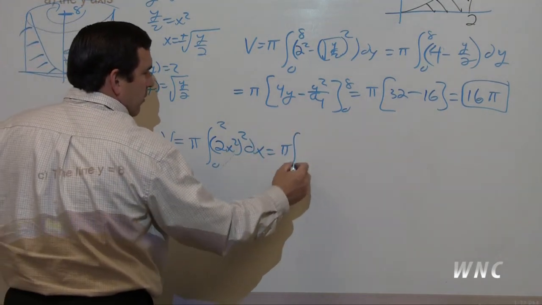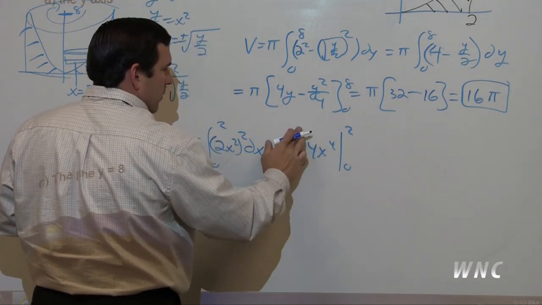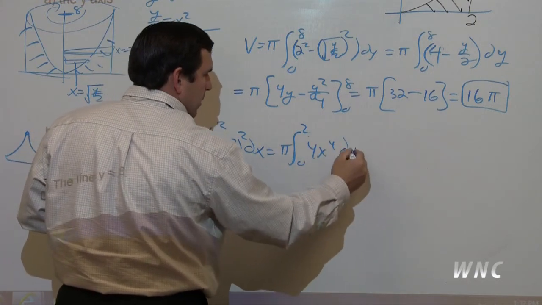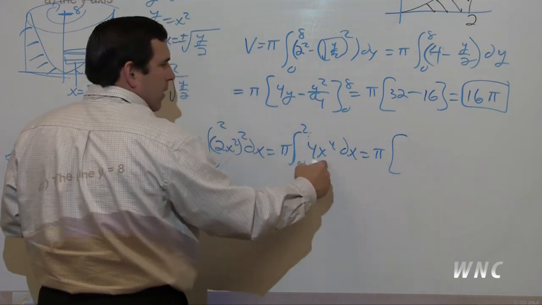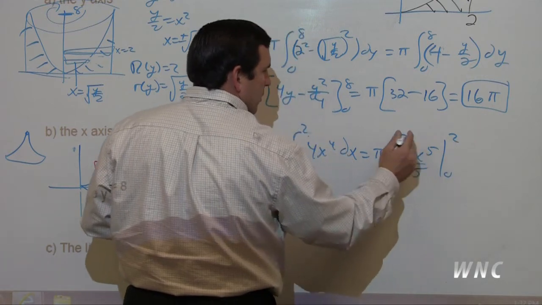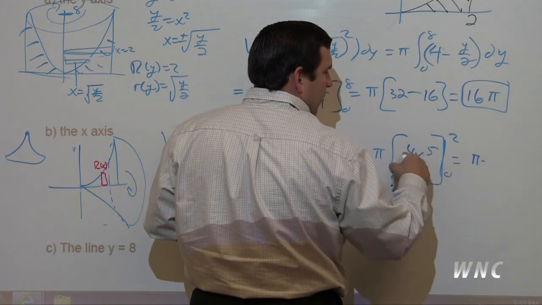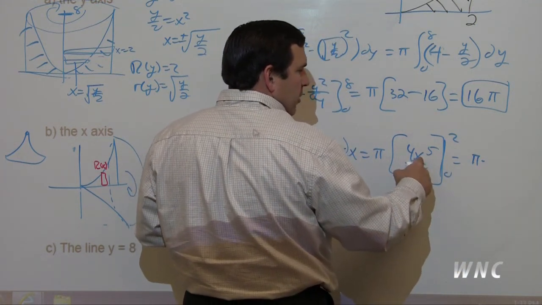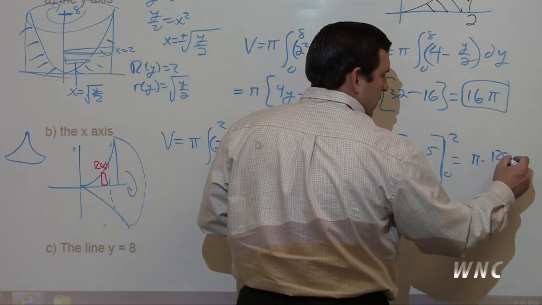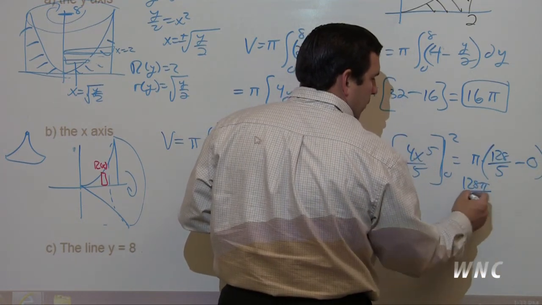So it's pi times the integral from 0 to 2 of 4x to the 4th. No, getting ahead of myself. Dx, got to integrate this first. So it's pi times what? 4x to the 5th over 5 from 0 to 2. So that's going to be pi times 4 times 2 to the 5th is 32. 4 times 32 is 128. Minus 0. So it's going to be 128 pi over 5.